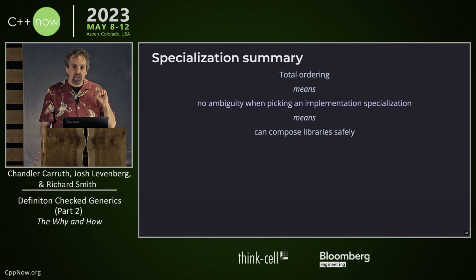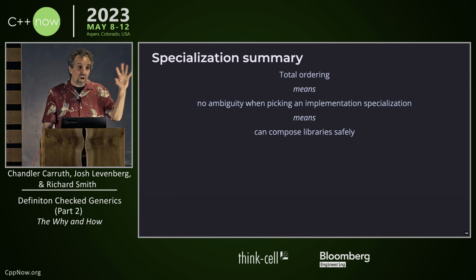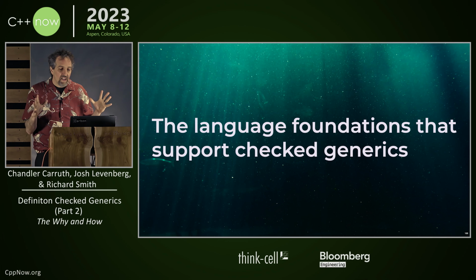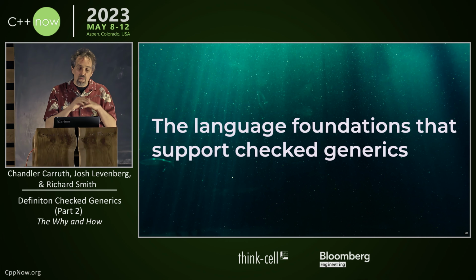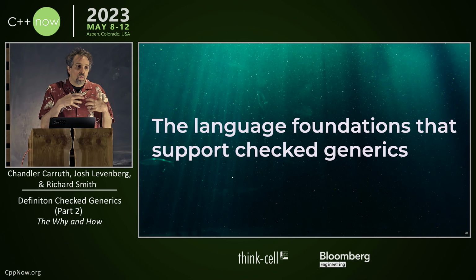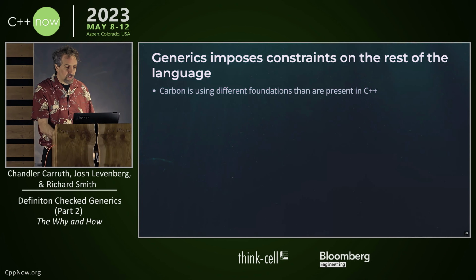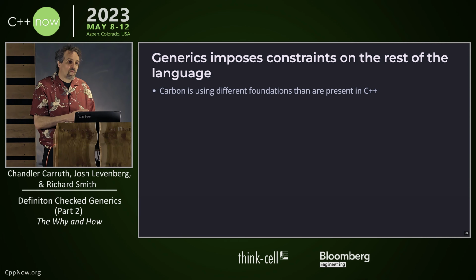Okay, so we've covered the 4 problems. I'm going to have one little bonus section where I look back and see what the impact of generics is on the non-generic parts of the language, because we really want certain things in the non-generic parts of the language to support generics. And this has led to very different foundations for the language in Carbon than C++.